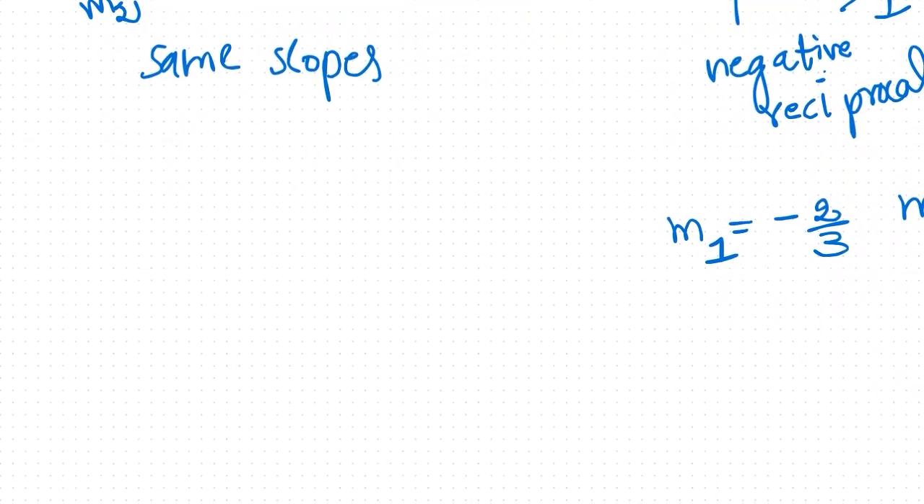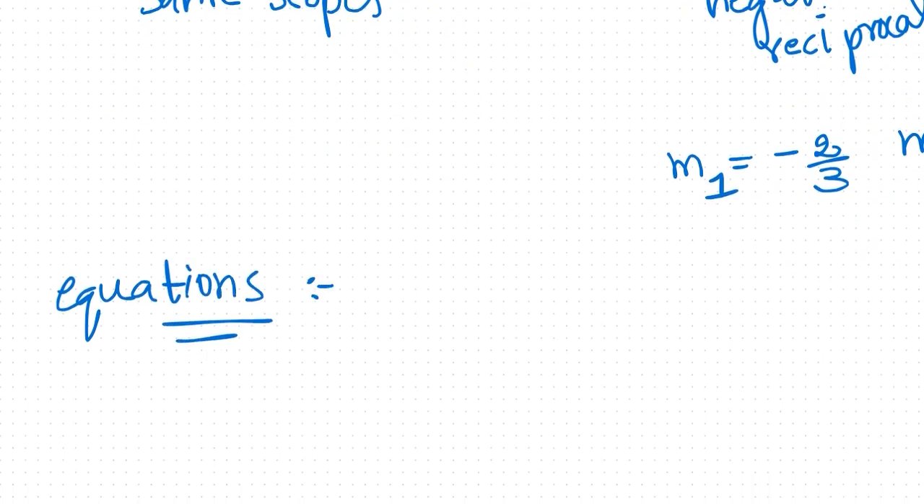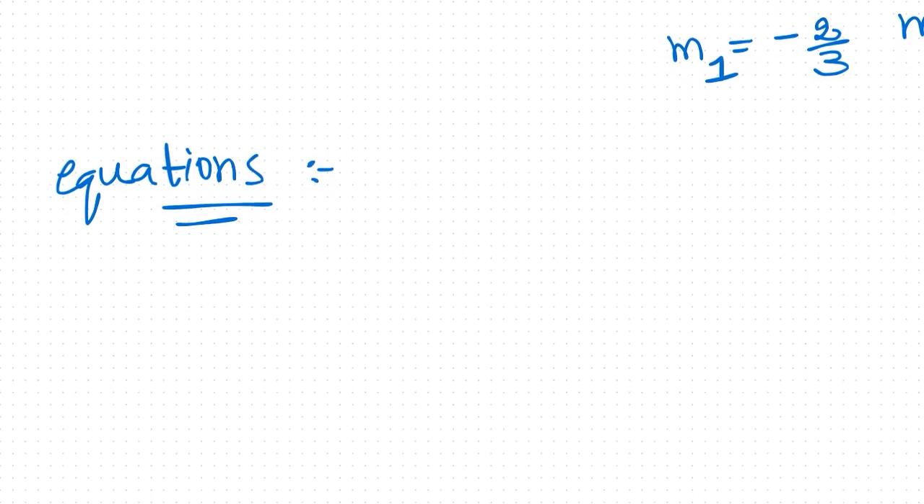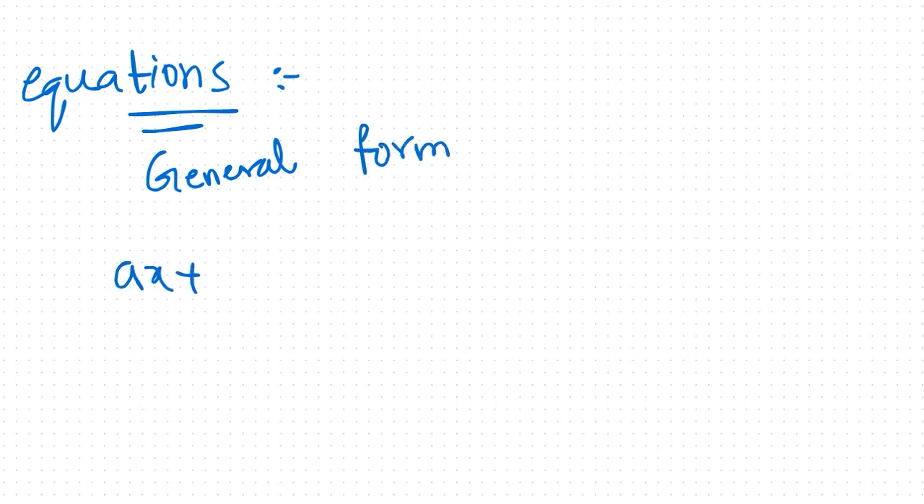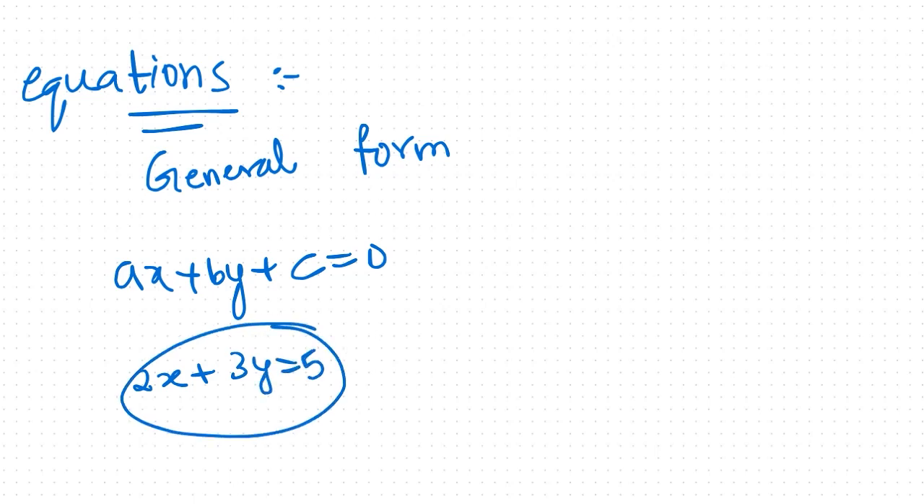Next is equations of lines. You know how to represent line equations? y equals mx plus c. Is that all? Basically, there are 3 forms. What you said is called slope intercept form. The first one is general or standard form, which we write like this: ax plus by plus c is equal to 0. When we are solving elimination and substitution method, you might have come across these types.